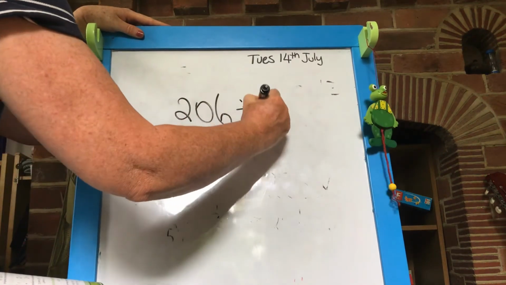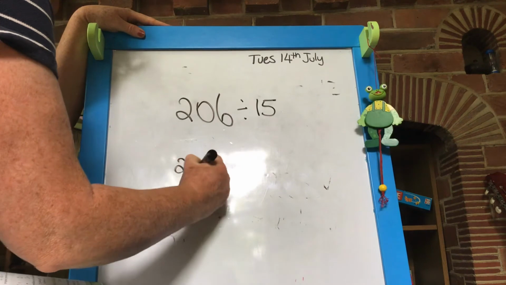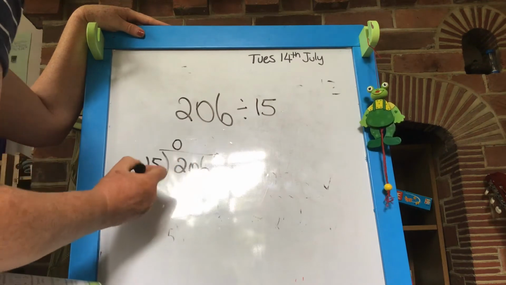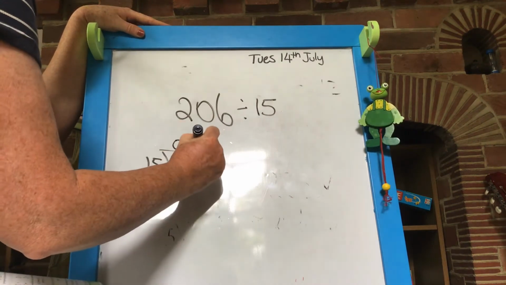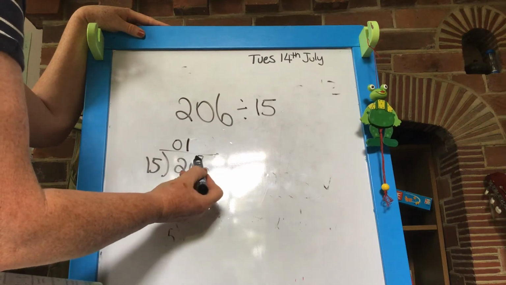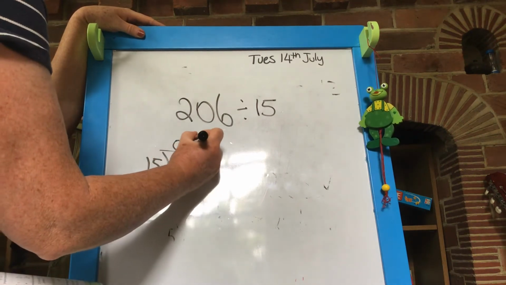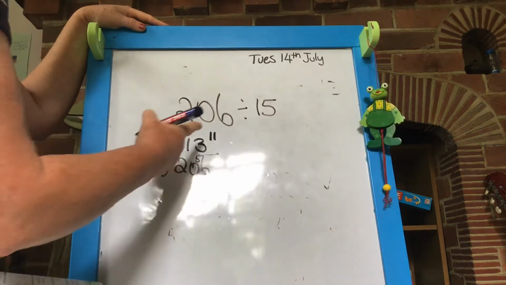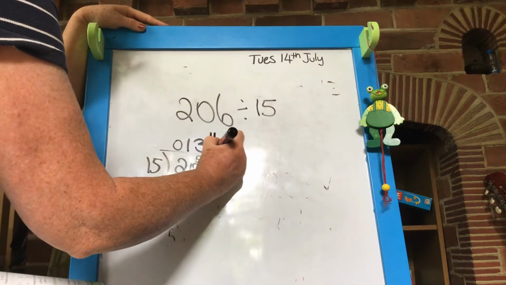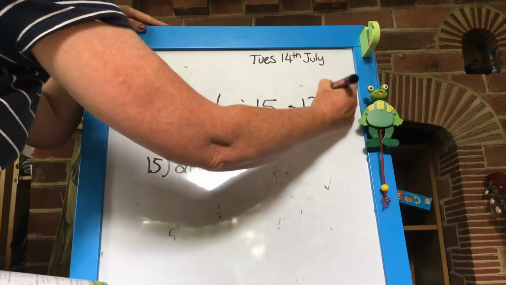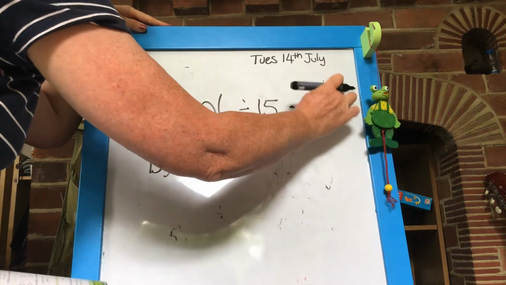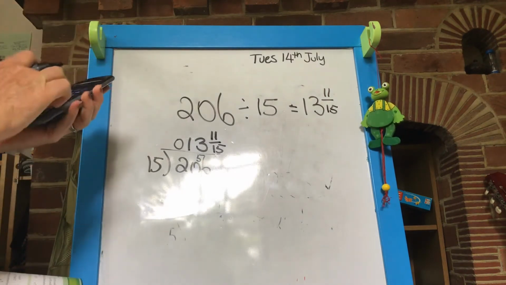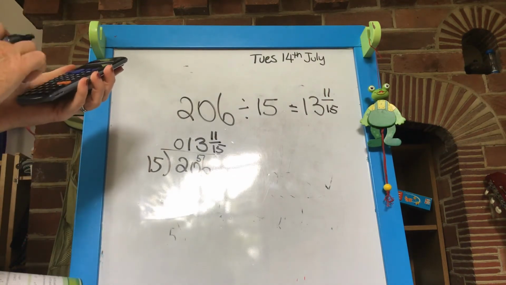206 divided by 15. All right, so 206 divided by 15. Does 15 go into 2? No. Does 15 go into 20? Once, with 5 remainder. Does 15 go into 56? Yes, it does. It goes in 3 times. That's 45, which means we've got 11 remaining. 11 what? Oh, we're dividing by 15. So our answer is 13 and 11/15. There's our answer.